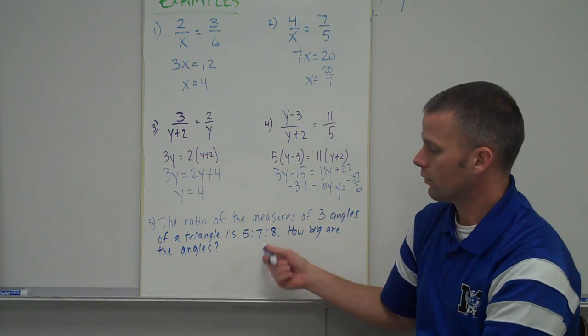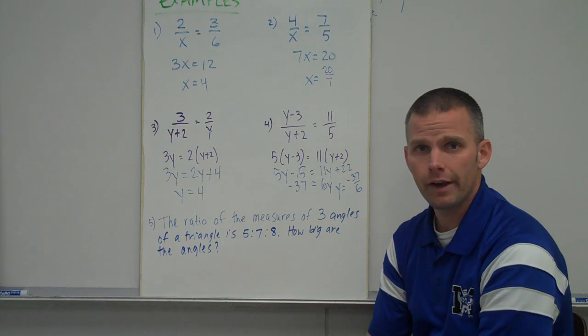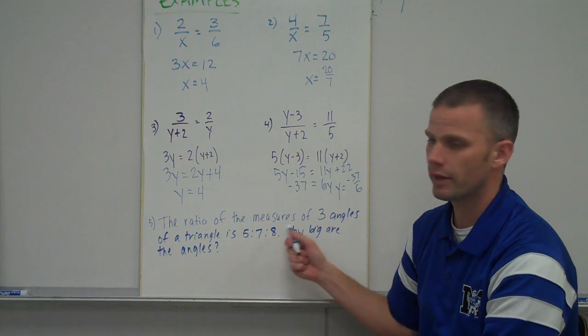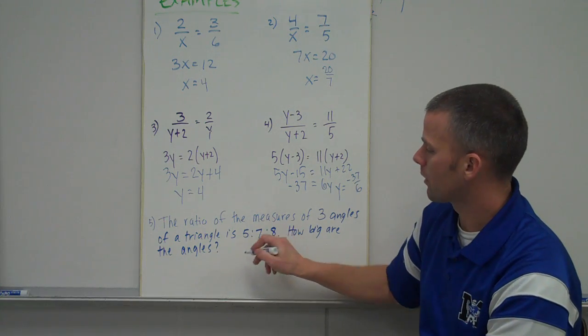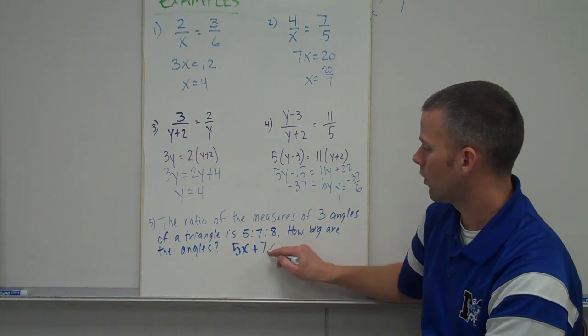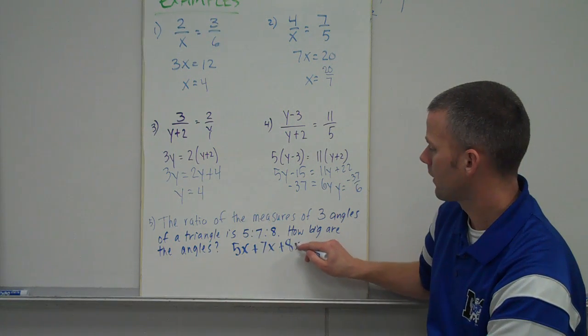You've got these ratios. You know the 3 interior angles of a triangle should all add up to equal 180. But what we're going to do is take each number within that ratio and use it to represent the coefficient of a variable. And they'll all have the same variable.